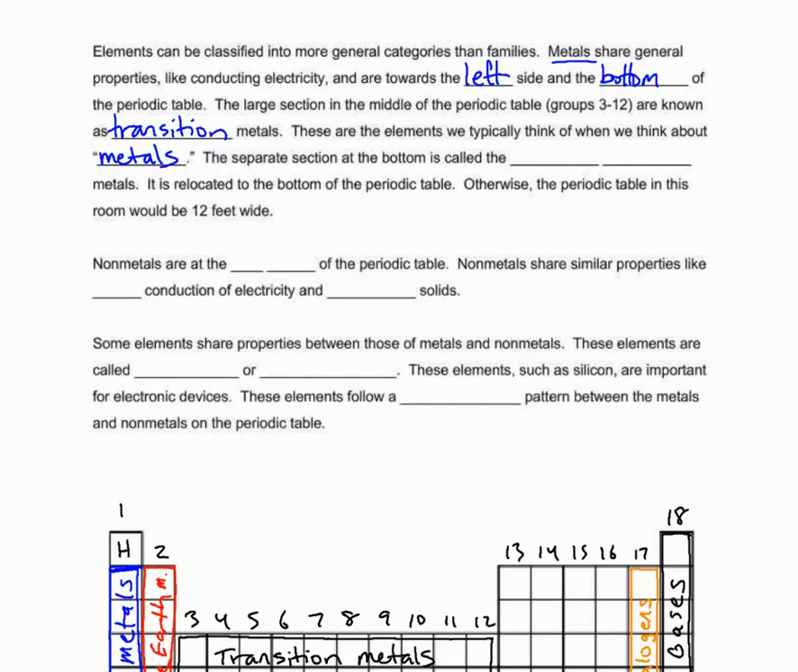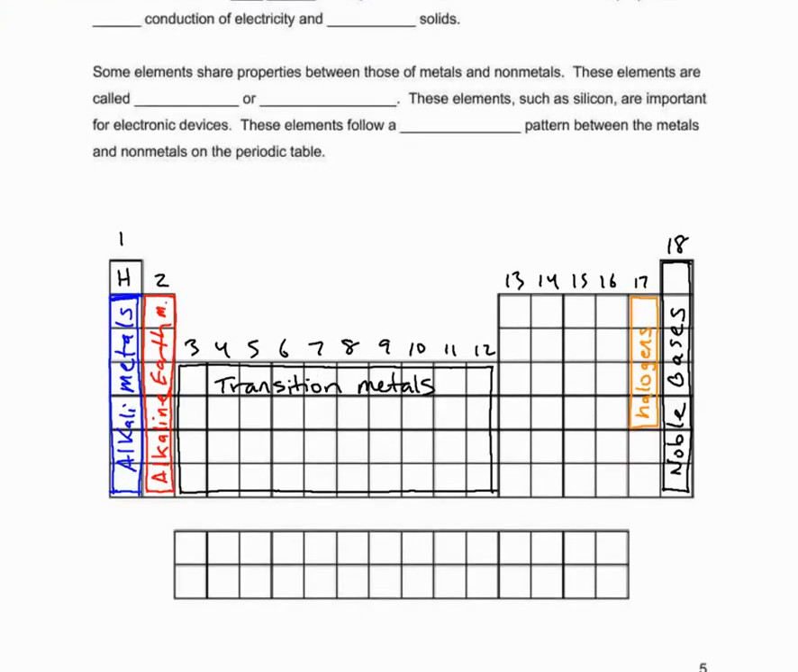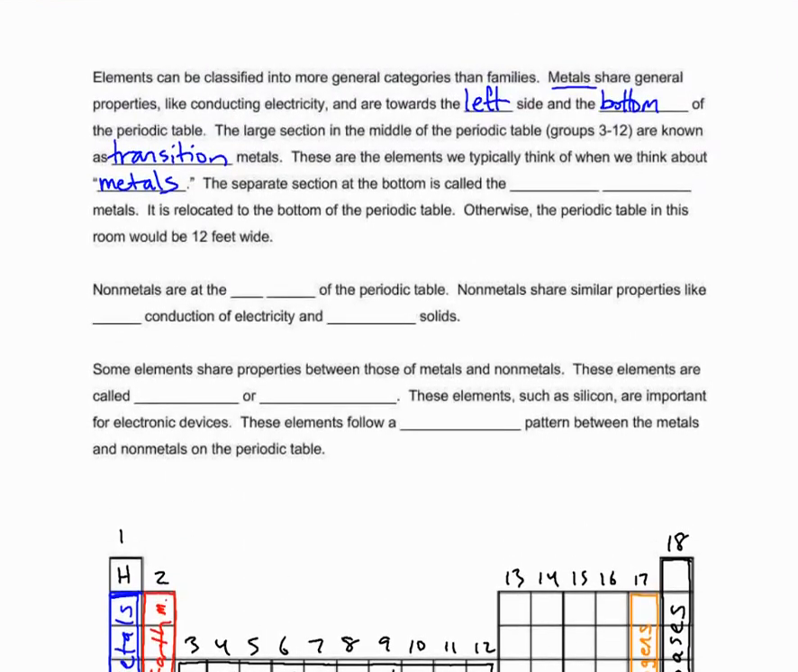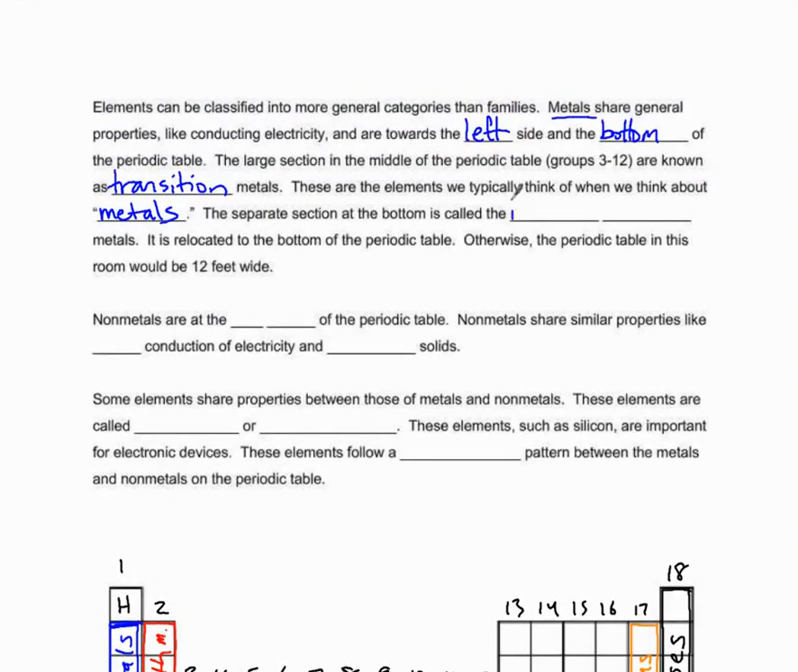There's a separate section at the bottom of the periodic table, and this is the section that I'm talking about. They're called the inner transition metals. It's a part of the periodic table, but it is taken out and it's moved to the bottom of the periodic table. If we didn't do that, the periodic table in my classroom would be 12 feet wide instead of being 6 feet wide.